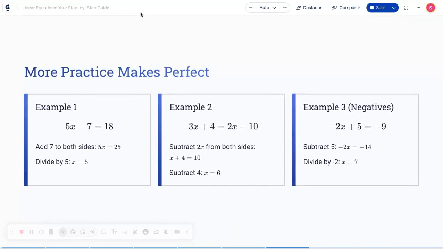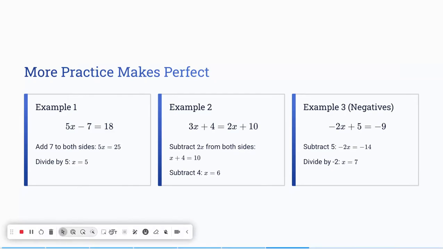So more practice obviously makes perfect. These are other examples of some equations you can solve. For example, this one, again, is pretty much like the one we did before. So in this case, you add 7 to both sides, and then you divide by 5.